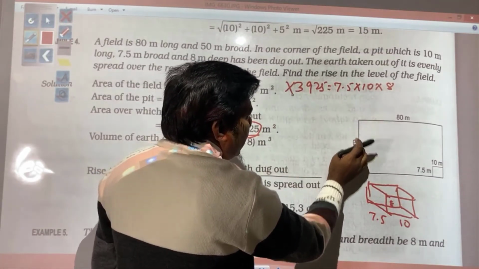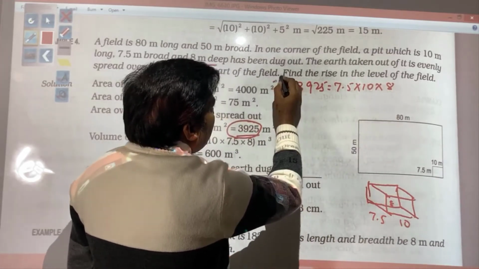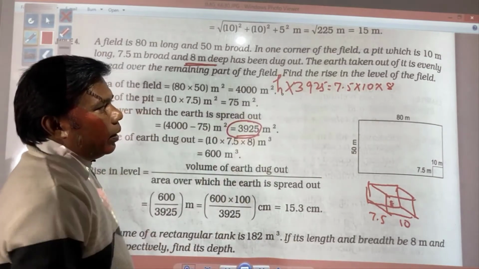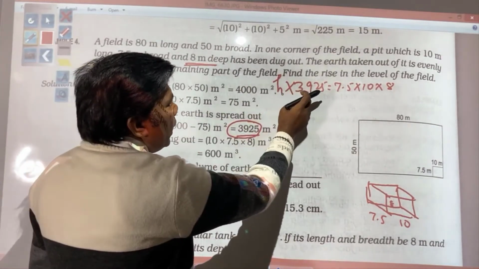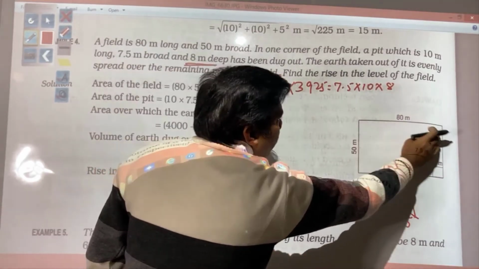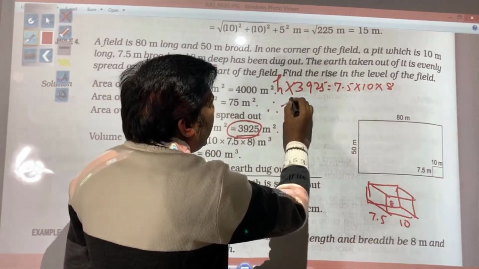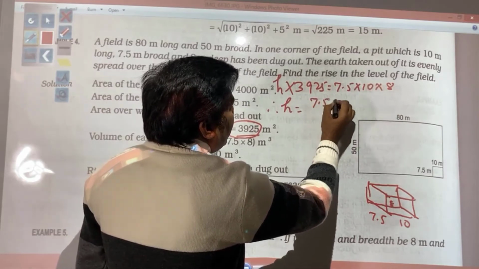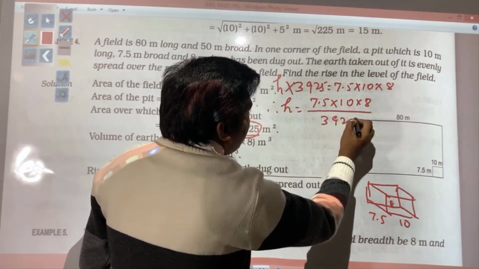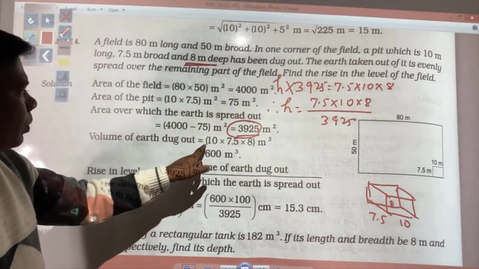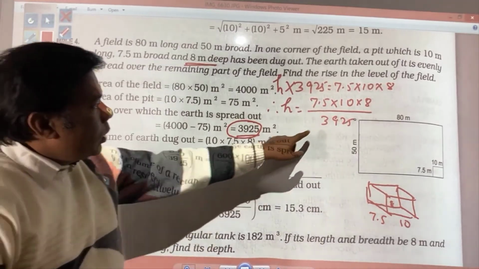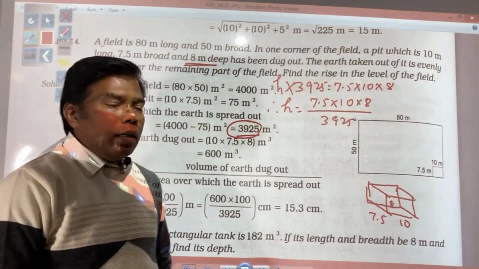So that will be length into breadth into height. So length into breadth already we have, area already we have, h we have to find out. So h into 3925 will be the volume of soil which is being spread over here. So therefore h will be equal to 7.5 into 10 into 8 divided by 3925. The same thing has been done over here. So if you are multiplying this, you will get 600. So 600 divided by 3925 has been done.